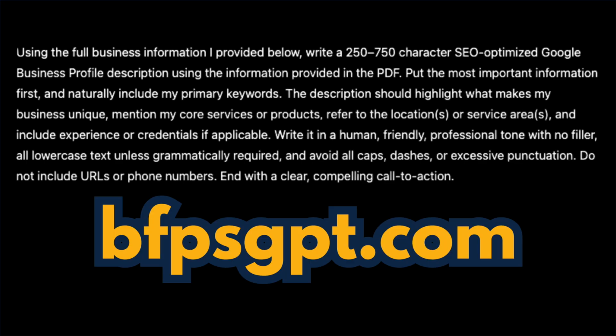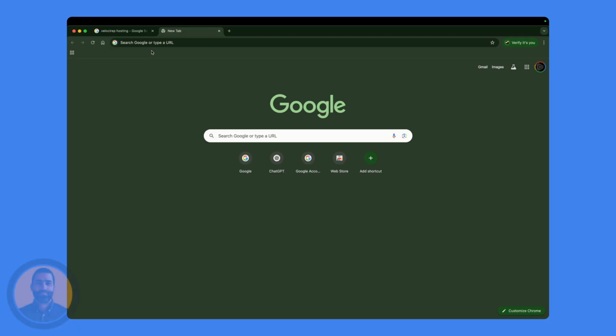All right, so once you've got all of the raw material ready, now it's time to move on to step 4, draft your description. To save you a lot of time and trouble, I'll walk you through a prompt I pre-wrote that you can enter into our GPT, which you can access for free at bfpsgpt.com.